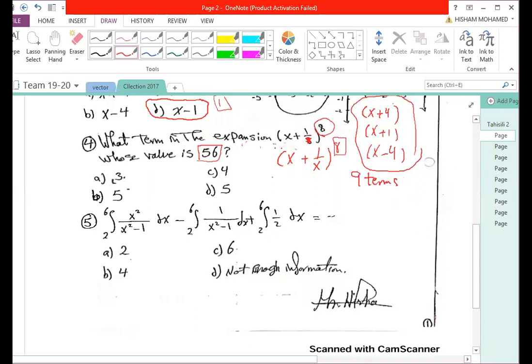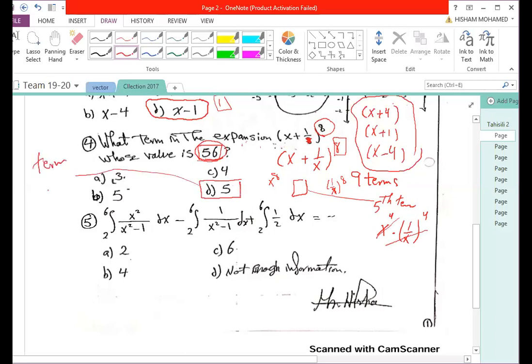We can see that the first term is x to the power of 8, and the last term is 1 over x to the power of 8. But in the fifth term, x will be to the power of 4, multiplied by 1 over x to the power of 4. So you are going to cancel x in the numerator and the denominator. So the only term that will have a value without x is the fifth term. You can say that it is the term in the middle of the answer.